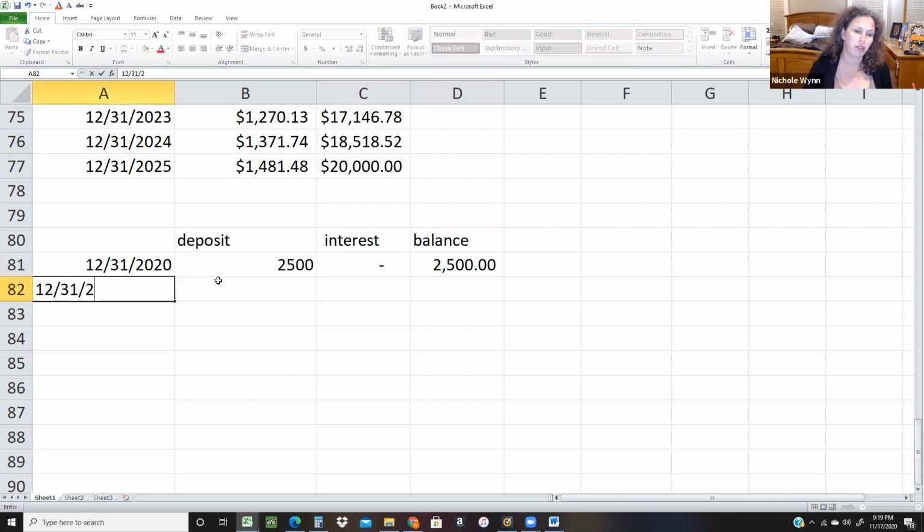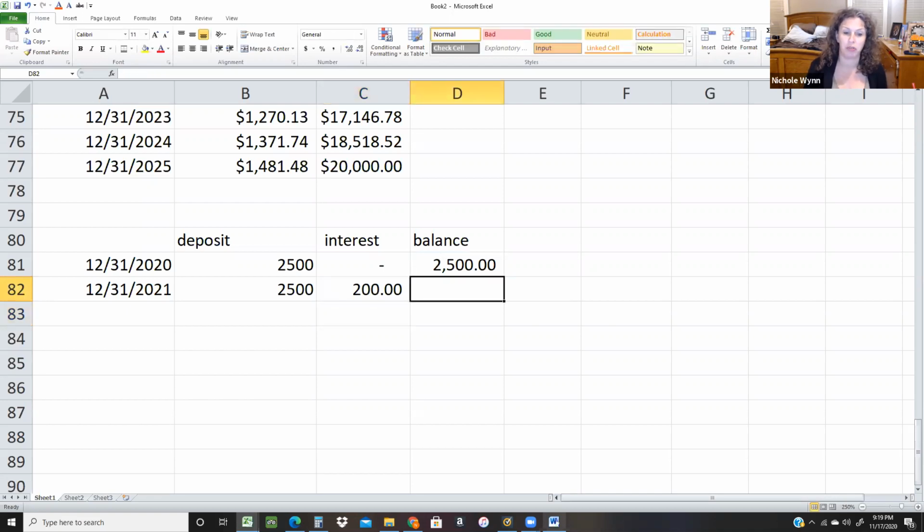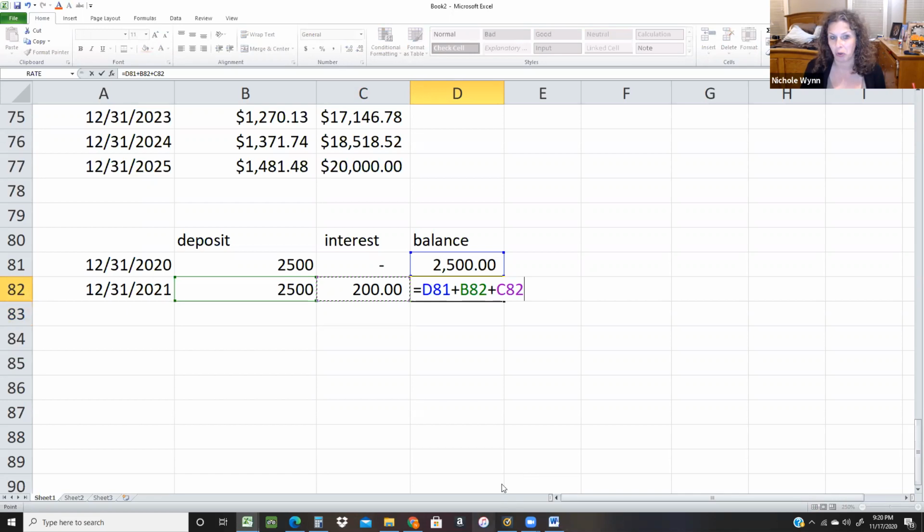At 12/31/2021, we deposit another 2,500 and earn interest on our outstanding balance, the money that was in there all year. I don't remember what our interest rate was, so let's go back and look. 8%. Okay. Interest equals principal times rate times time, for one whole year, so our interest will be $200. We still have the 2,500 from before, an additional 2,500, and the $200 in interest. We have our original money from last year that earned interest, but then we deposit another 2,500.